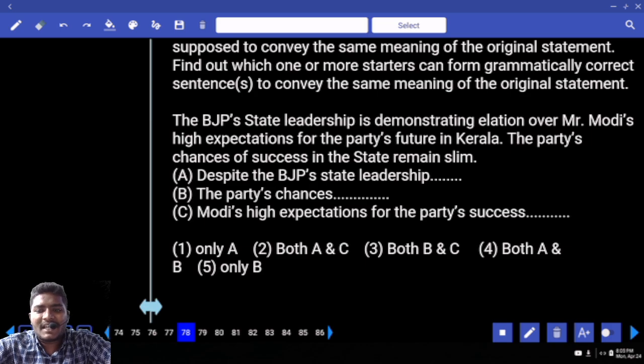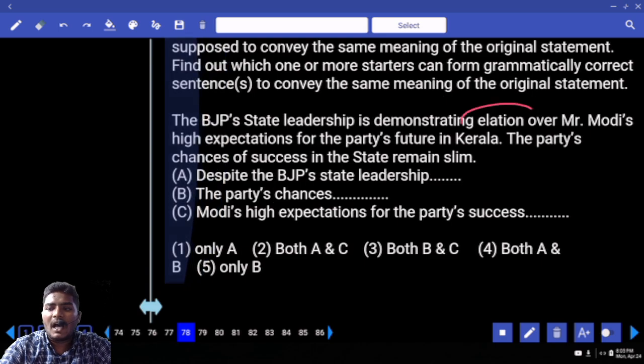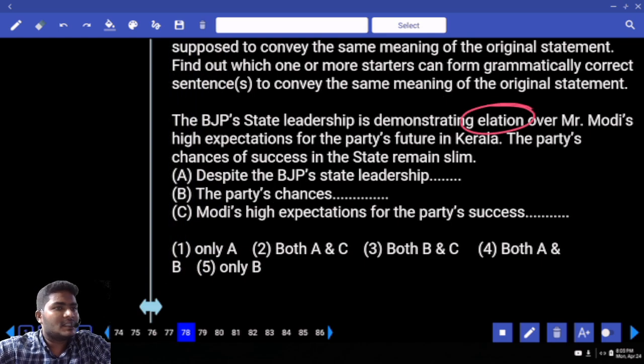Next one, starters. The BJP state leadership is demonstrating elation over Modi's high expectation for the party's future in Kerala. If you want to connect these sentences, first you should know the meaning of the word elation. Tell me whether the first statement is positive or negative.